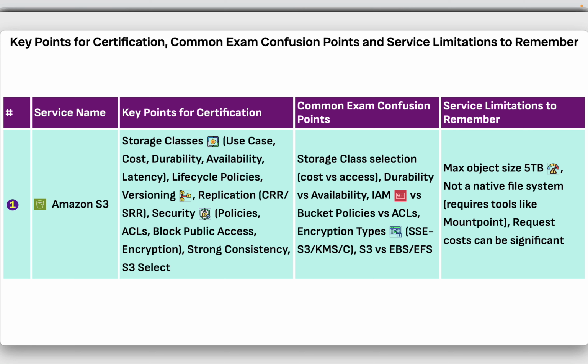Confusion will be between storage class selection, and IAM versus bucket policies versus access control lists, and encryption types. Some questions will ask you to choose between S3 versus EBS and EFS. Limitations: max object size is 5 TB. Not a native file system. Needs tools like Mountpoint. Request cost can be significant.